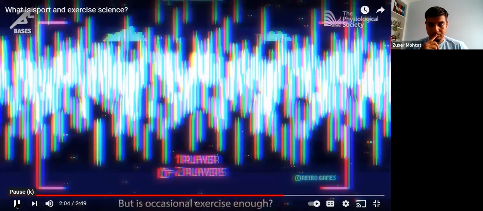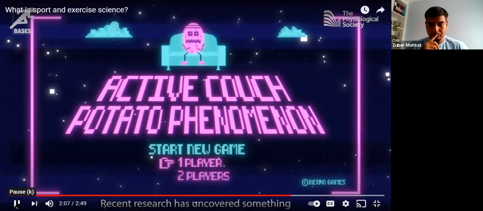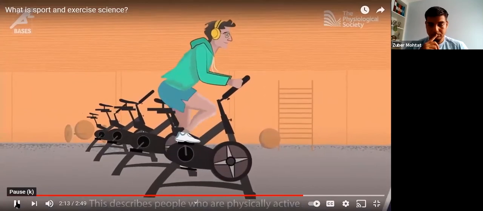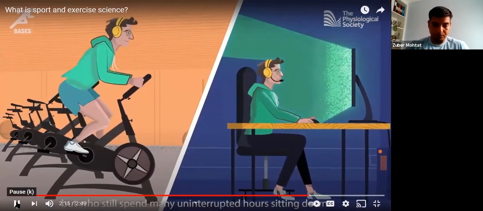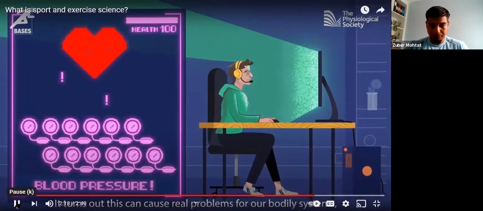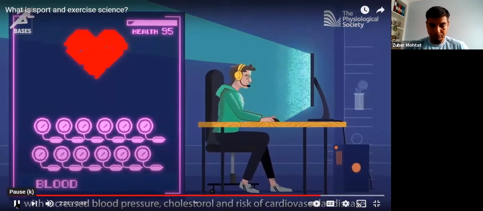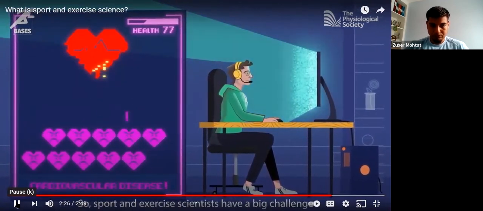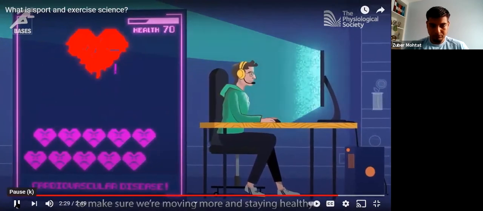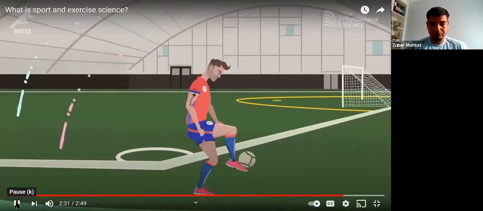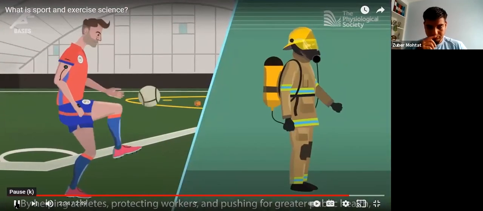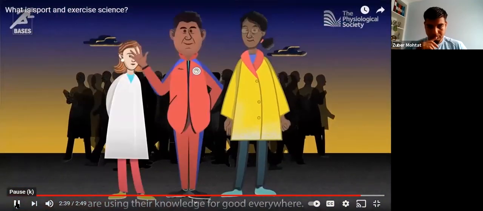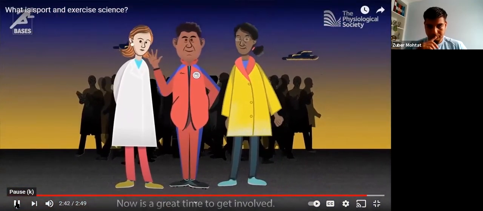But is occasional exercise enough? Recent research has uncovered something known as the active couch potato phenomenon. This describes people who are physically active but who still spend many uninterrupted hours sitting down. It turns out this can cause real problems for our bodily systems, with increased blood pressure, cholesterol, and risk of cardiovascular disease. So sport and exercise scientists have a big challenge to make sure we're moving more and staying healthy. By helping athletes, protecting workers, and pushing for greater public health, physiologists in sport and exercise science are using their knowledge for good everywhere. Now is a great time to get involved.